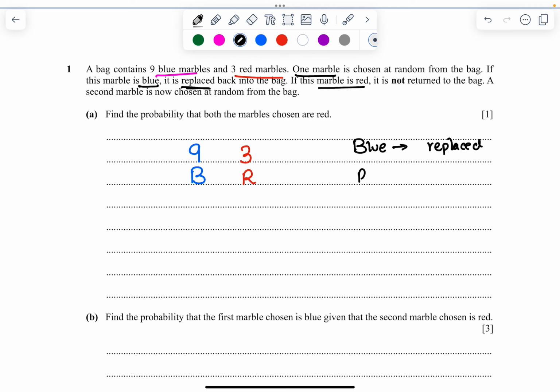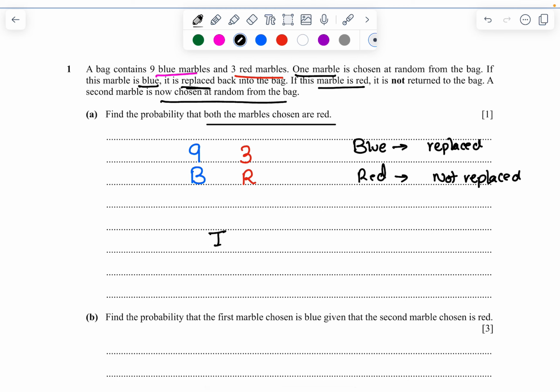If it is red, it is not replaced. Not replaced means not returned back. A second marble is then chosen from the bag. Find the probability that both the marbles are red. So the first one and the second one both should be nothing but what? Red. The first one should also be red and the second one also should be red.